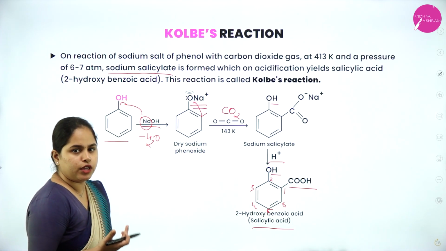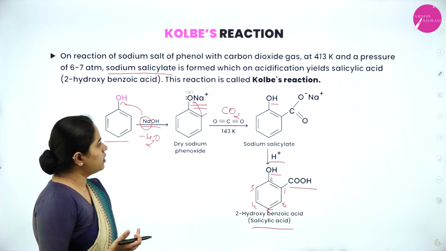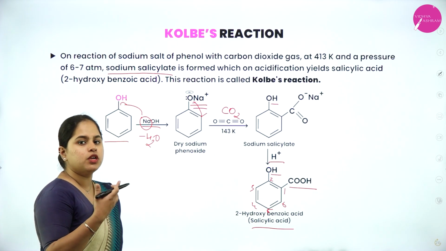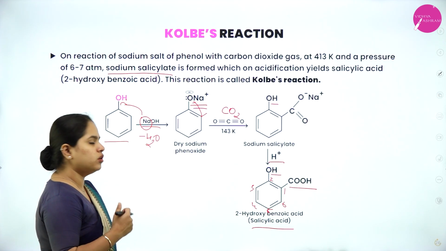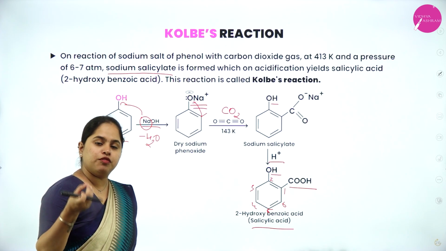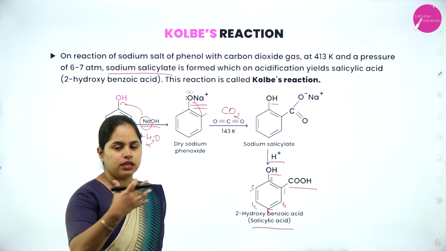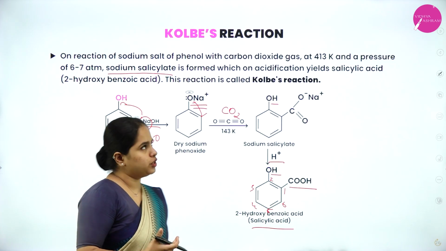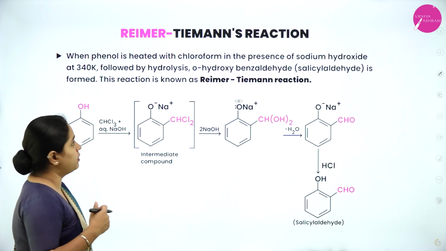So first sodium phenoxide is formed by reacting phenol with sodium hydroxide. Then carbon dioxide reacts with it and forms sodium salicylate, which on acidification, that is addition of H plus, will give you salicylic acid. So if the question asks you what is the preparation or to write the preparation of salicylic acid, this is a reaction that you can write. Okay. So the next one is Reimer-Tiemann reaction. Again a named reaction, so it is very, very important.